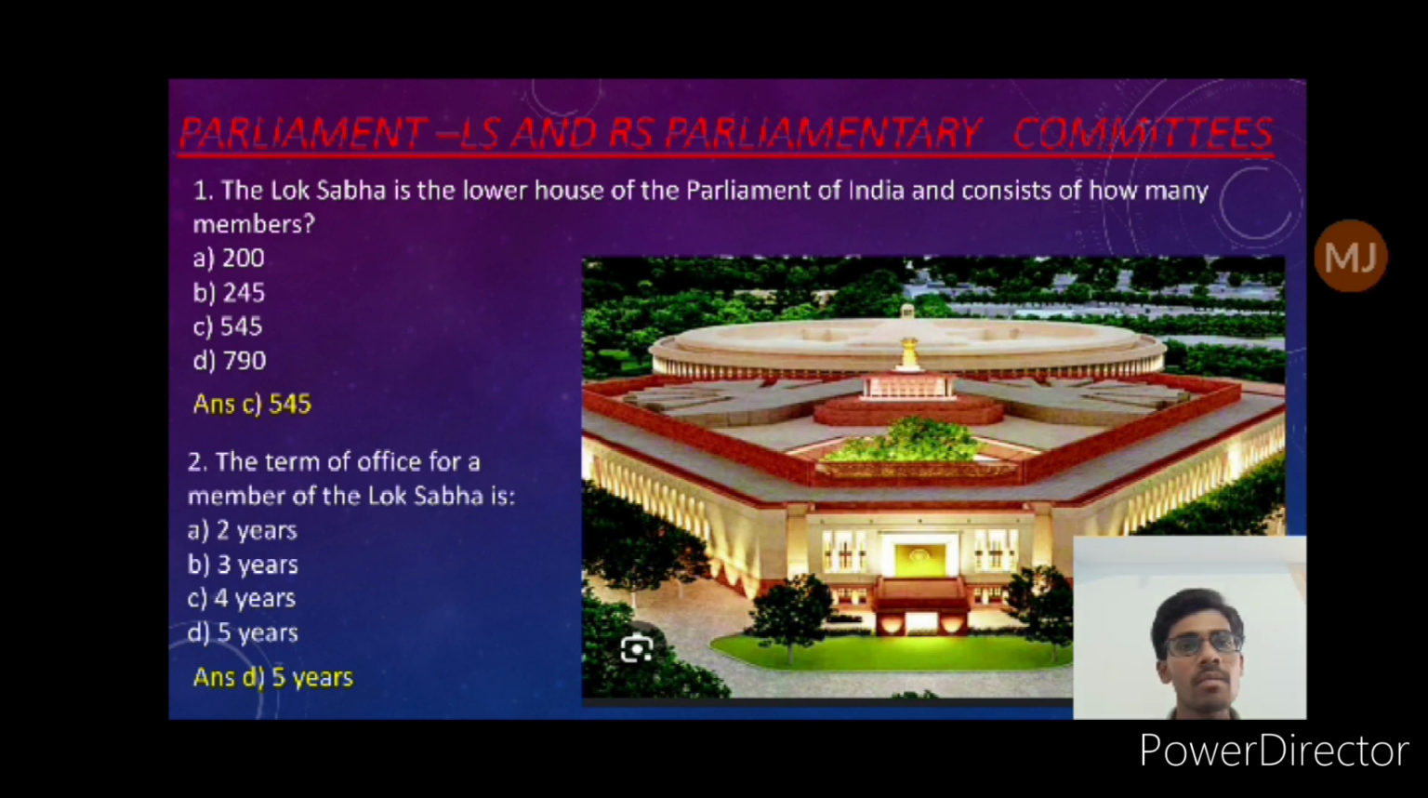Second question. The term of office for a member for the Lok Sabha is option A 2 years, option B 3 years, option C 4 years, option D 5 years. And answer is option D 5 years.